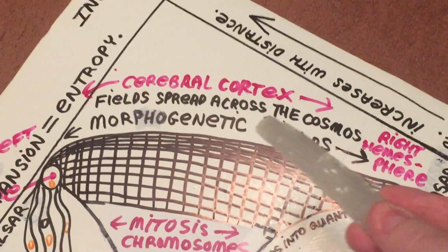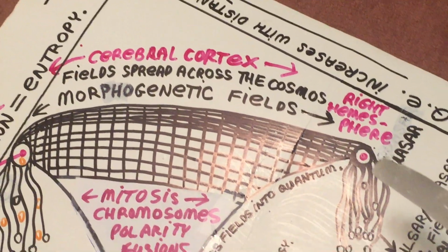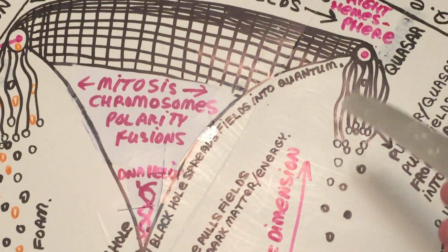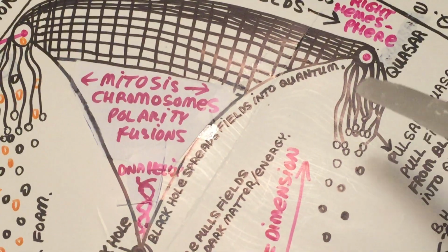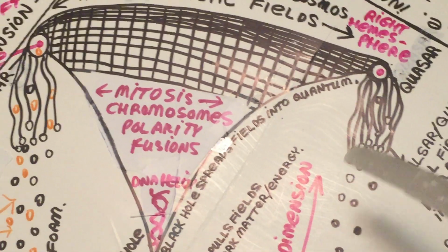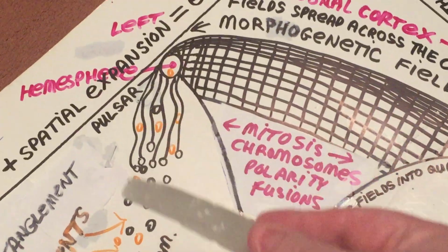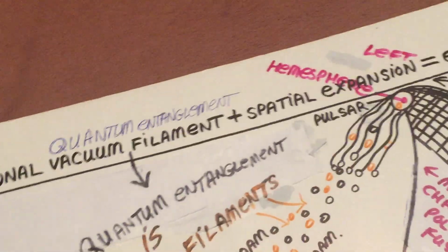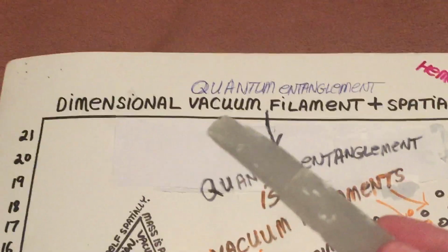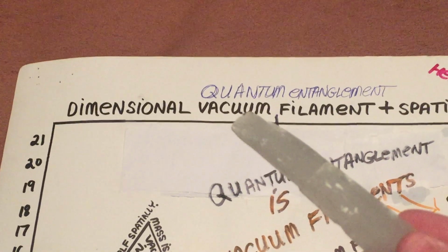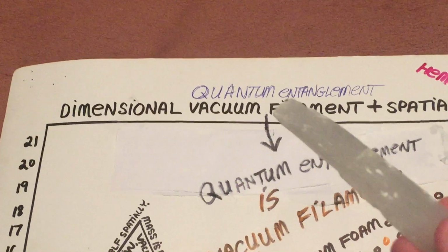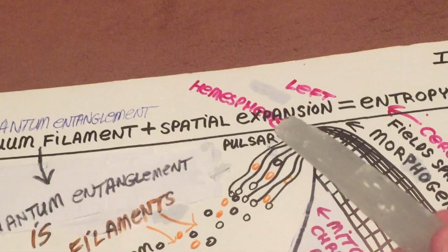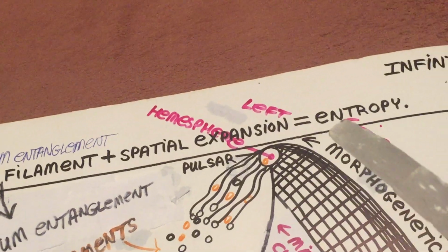Fields spread across the cosmos. So here we have the right side hemisphere with the spatial folds folding in on itself, creating dimension as it folds down. And here again on this side, the left hemisphere. And the dimensional, what I once called vacuum filament is now known as quantum entanglement, equals spatial expansion, and this is entropy.